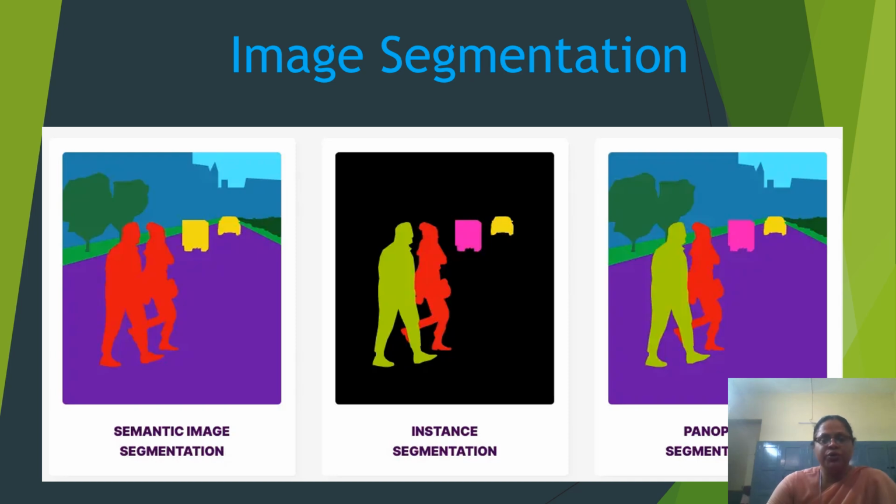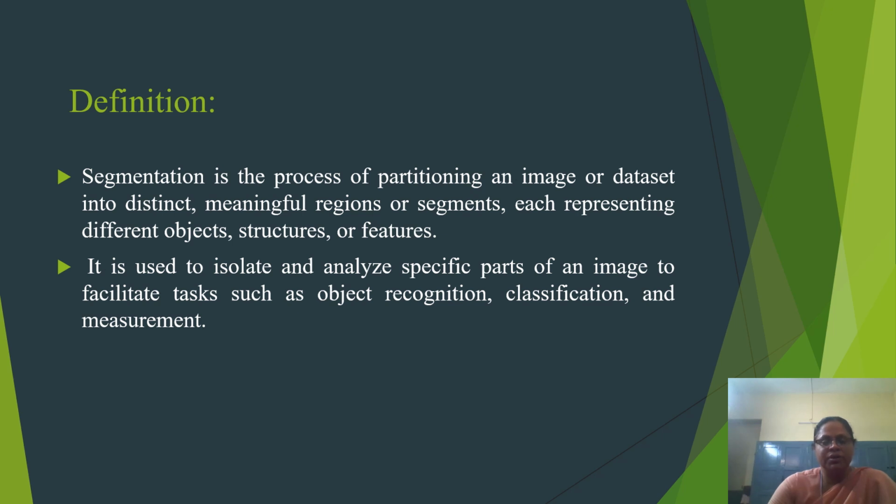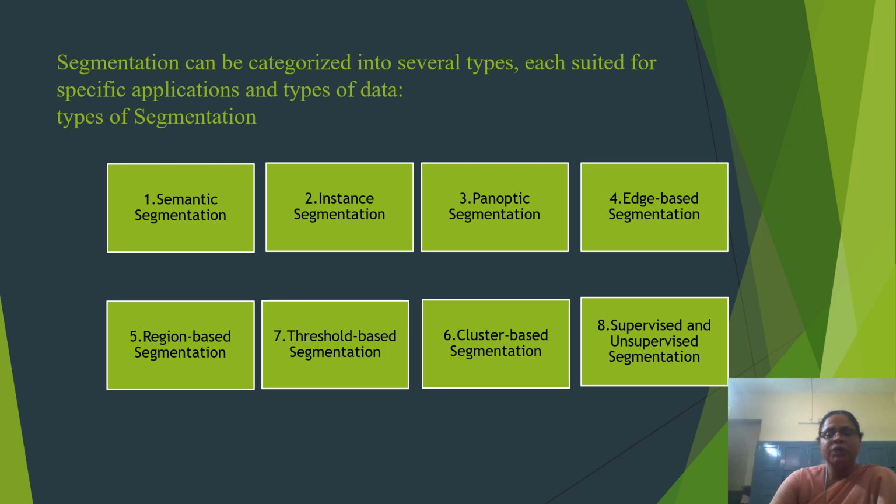In this video, we are going to see about image segmentation. Image segmentation is a process of partitioning an image or data set into distinct, meaningful regions or segments. Each represents different objects, structures, or features. It is used to isolate and analyze specific parts of an image to facilitate tasks such as object recognition, classification, and measurement.